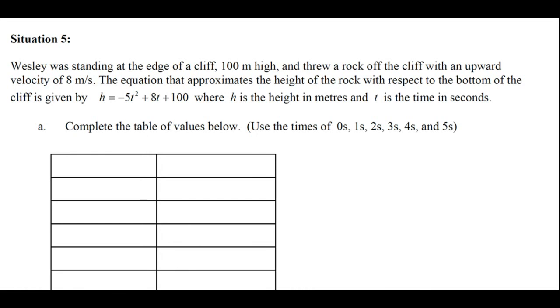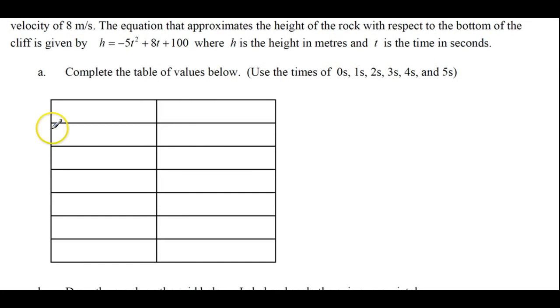Wesley was standing at the edge of a cliff 100 meters high and threw a rock off the cliff with an upward velocity of 8 meters per second. The equation that approximates the height of the rock with respect to the bottom of the cliff is given by this, where h is the height in meters and t is the time in seconds. Complete the table of values below using times.